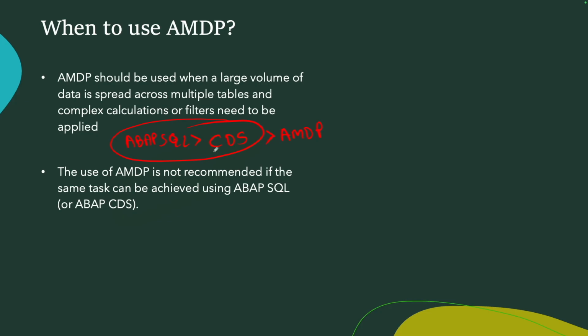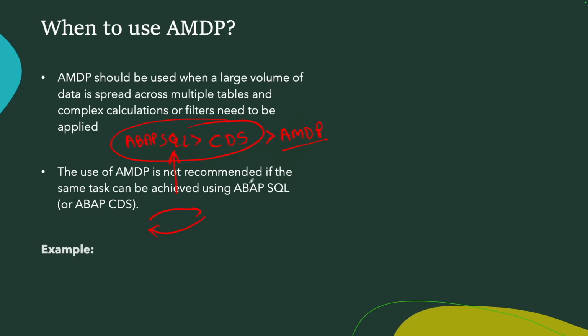And using AMDP for a single query doesn't make any sense, because it is not reducing any data transferred, and you are also not using any special HANA in-memory capabilities. If you are performing some kind of calculation in the AMDP method, only then should you do this. ABAP SQL can do most of the things, so you should not go to AMDP.